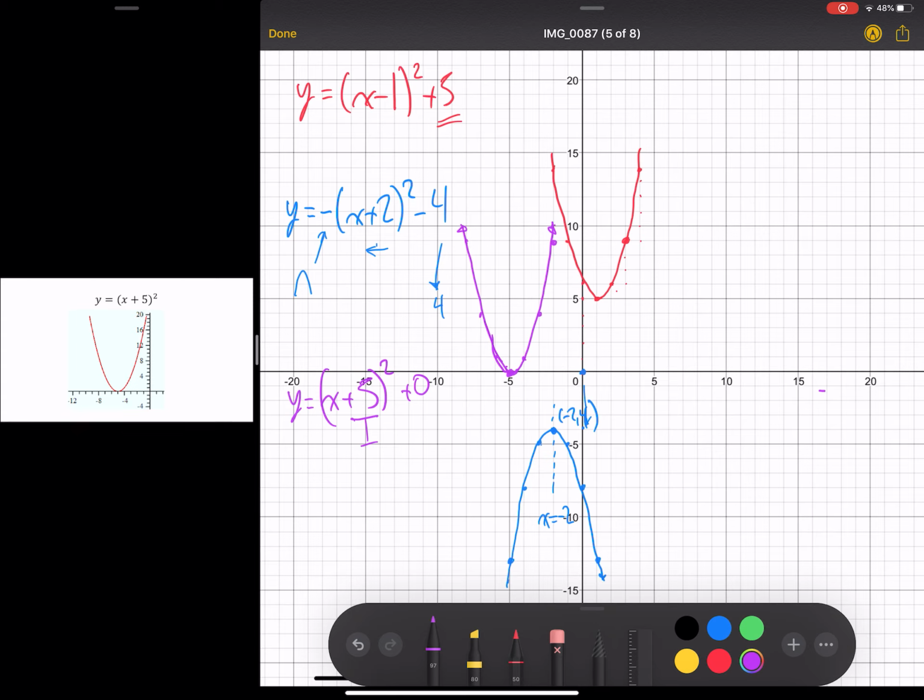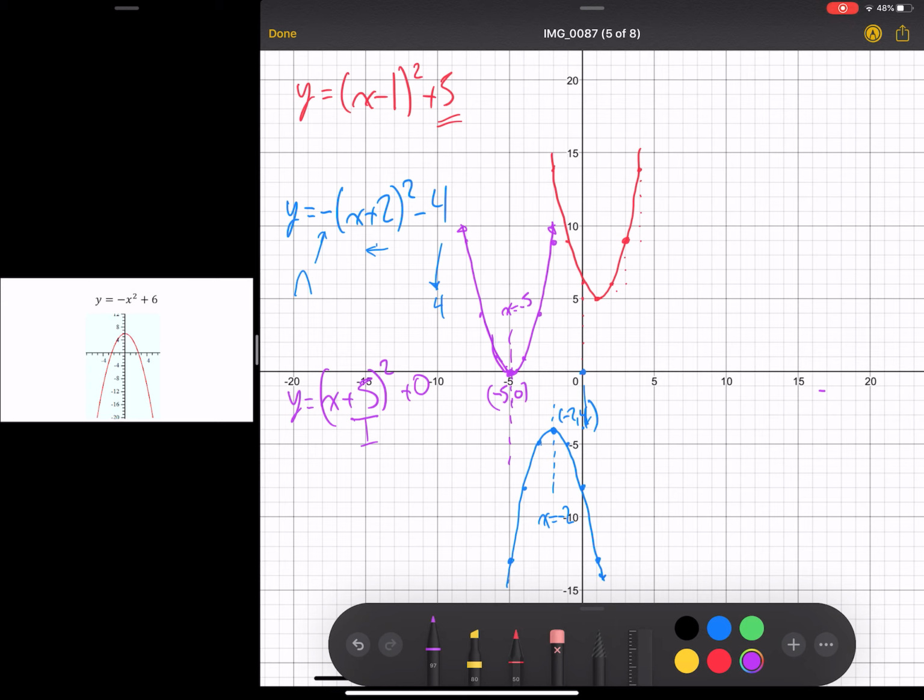Let's see how that works. Looks right. It's exactly the way I drew it. Next. Our vertex is minus 5, 0. Our axis of symmetry is x equals minus 5. Our step pattern is 1, 3, 5. That's what we did. All right.